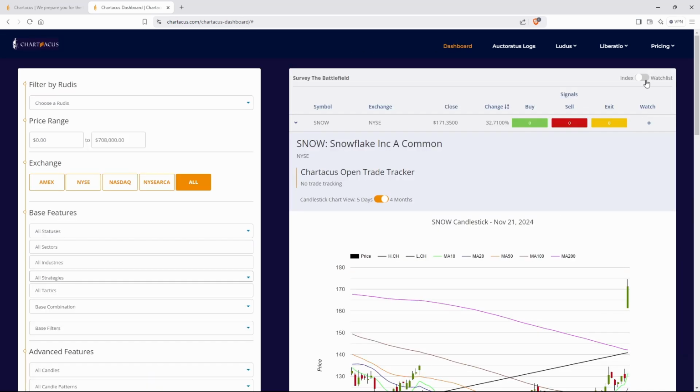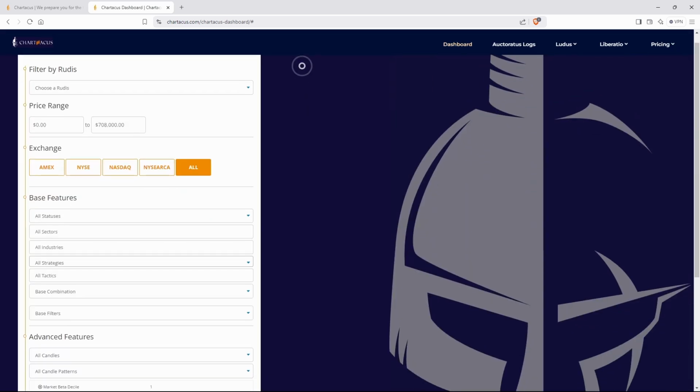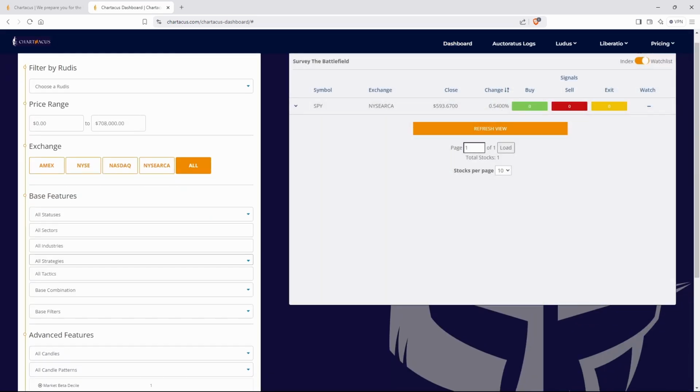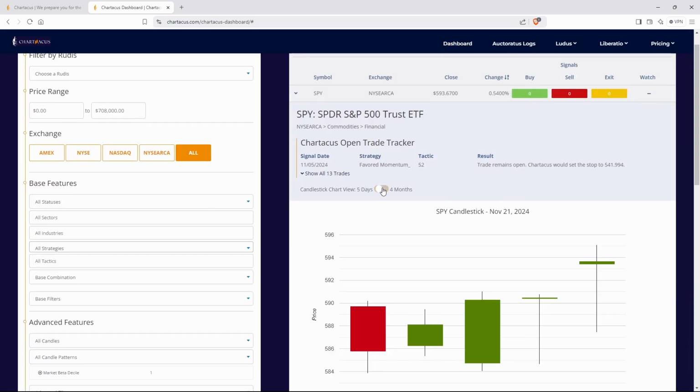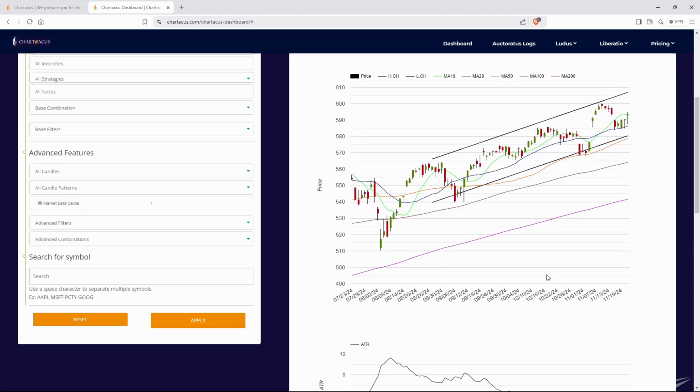Let's compare that to SPY, which is the ETF that mimics the S&P 500 index, the broader market. There it is. Let's go to the 4-month chart. Now you can use the regression channel to get a sense of the range of movement. And by doing so here, you see the current range is from 580 to 606, or a $26 range on 580.